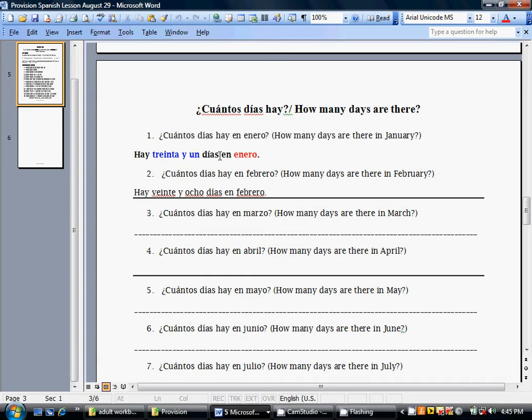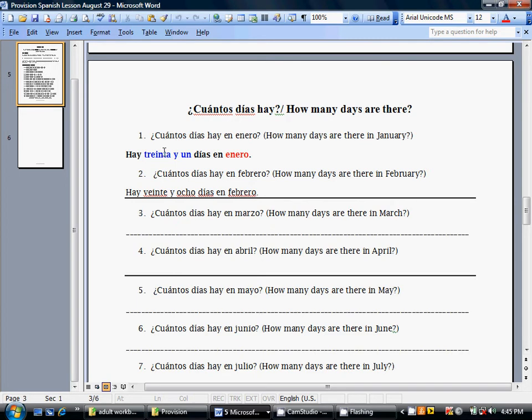The next word that should be in your sentence is días, D-I-acento-A-S, D-I-A-S with an accent on the I. Then en, E-N, and then, of course, the month. Now, if you look at the color of the ink, what is in black is what should be in every answer. Hay should be how every answer begins. Then you should have a number that will vary depending on the month you're discussing. Días en should also be there. And then the month that concludes your sentence will depend on the question.